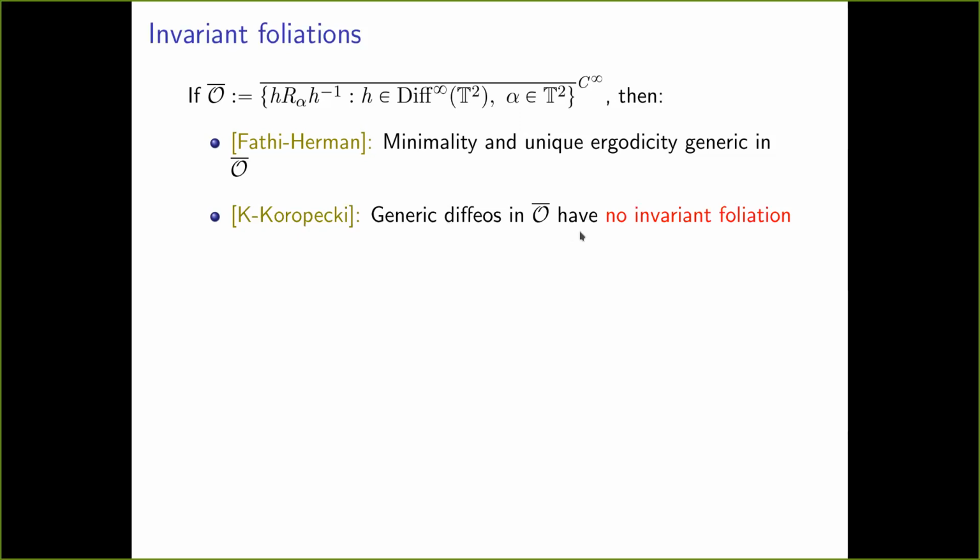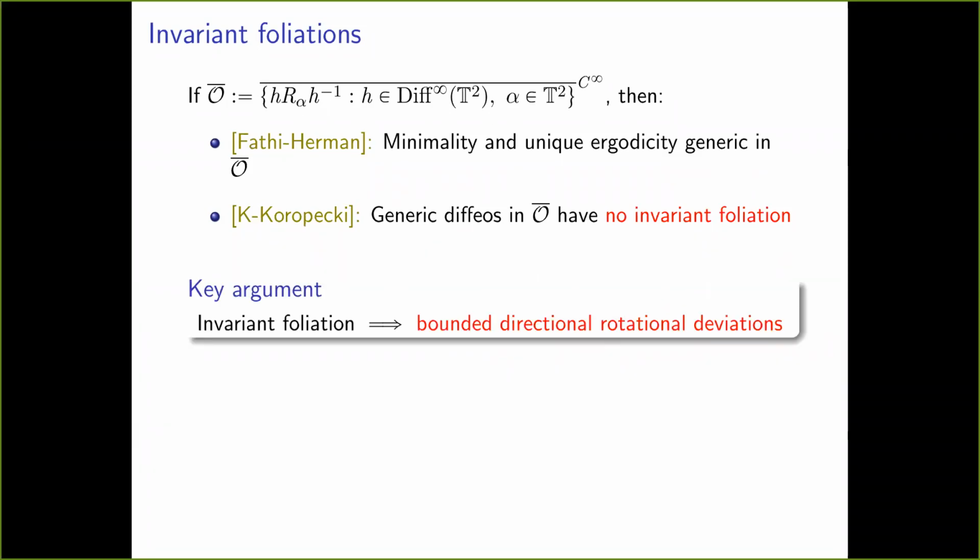And how can you prove this? And when I say invariant foliation, I don't care about the regularity of the foliation. There is no topological foliation. Which is the argument to destroy the existence of invariant foliations? The key argument is the following. Invariant foliation implies bounded directional rotational deviations.